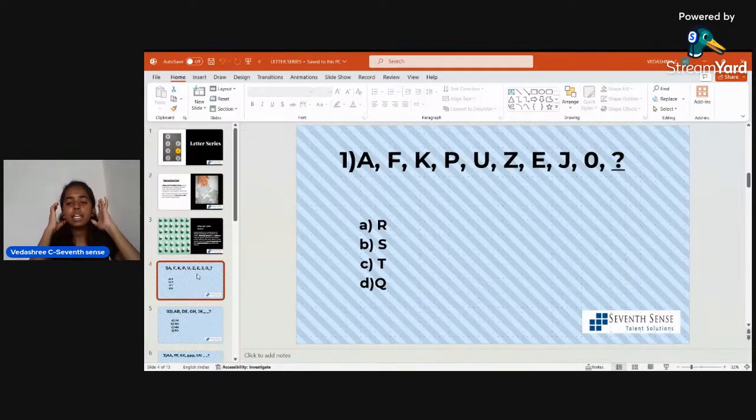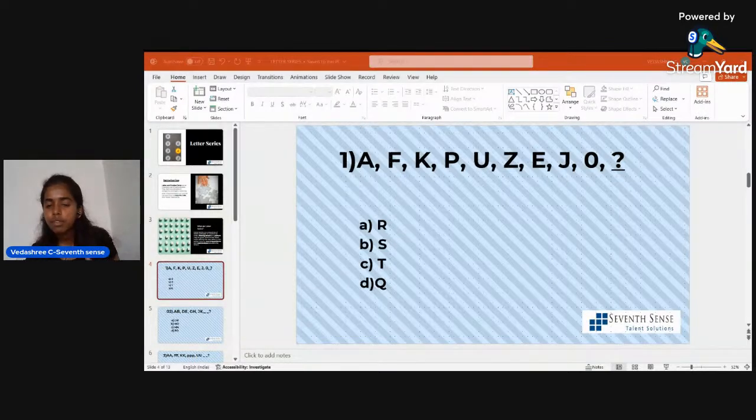Now, can anyone tell the answer? Here a series of letters is given: A, F, K, P, U, Z, E, J, and O. Next there is a blank with a question mark. Which letter will come there? In a letter series, you need to find out the logic in that series.